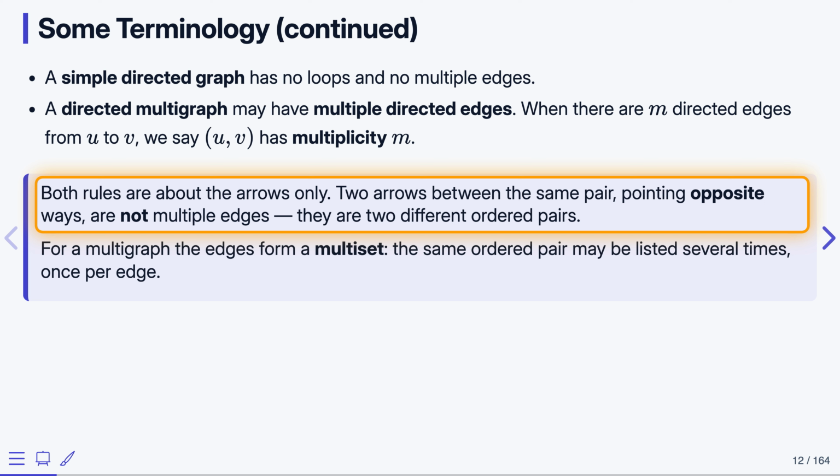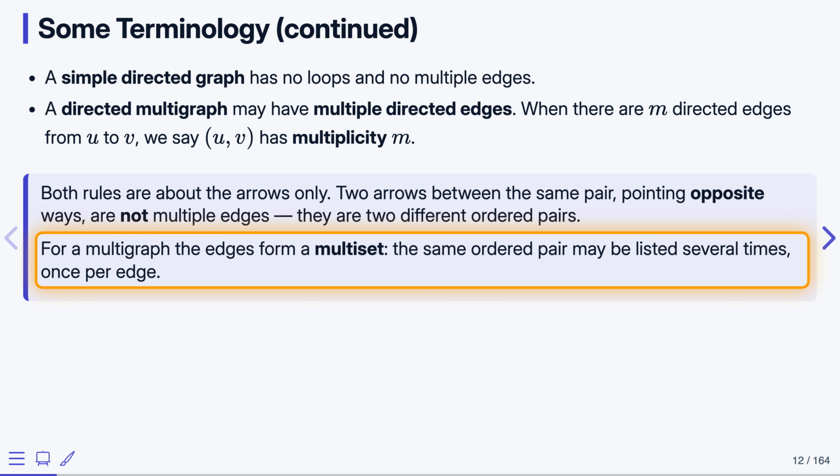Now a point that catches people out. Suppose one arrow goes from B to C, and another arrow goes from C to B. Those are not multiple edges. They are two different ordered pairs. Multiple edges means two arrows the same way, from the same start to the same end. For that to work, we must relax one thing. In a plain directed graph, the edges form a set, and a set holds each ordered pair only once. In a multigraph, they form a multiset instead, so the same pair can appear as many times as there are arrows.